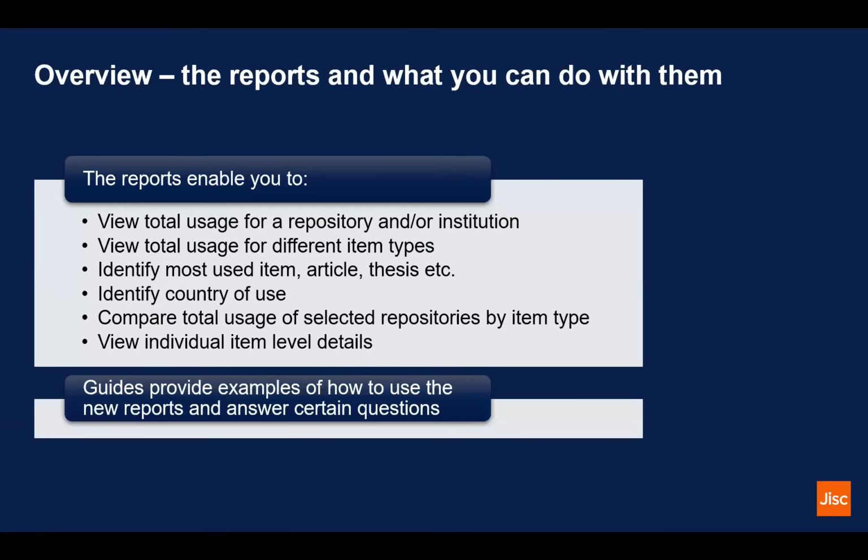Just briefly, the reports and what you can do with them. In the old R4 service, there were very many reports, and this sometimes led to confusion about which one to choose. In R5, there are fewer reports, but with much more flexibility within them. Even though there are fewer reports, they'll still enable you to view total usage for a repository and/or institution, view total usage for different item types, identify the most used items across all item types or by individual item types, identify country of use, compare total usage of selected repositories by item type, and view individual item level details.